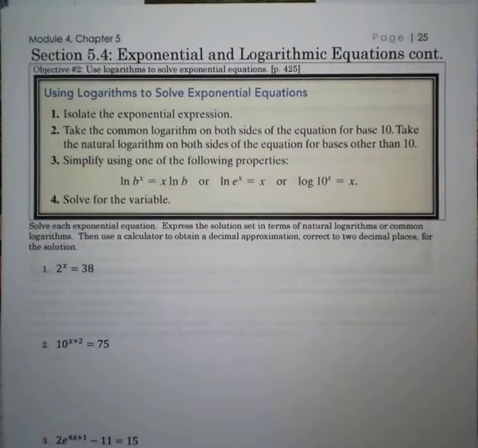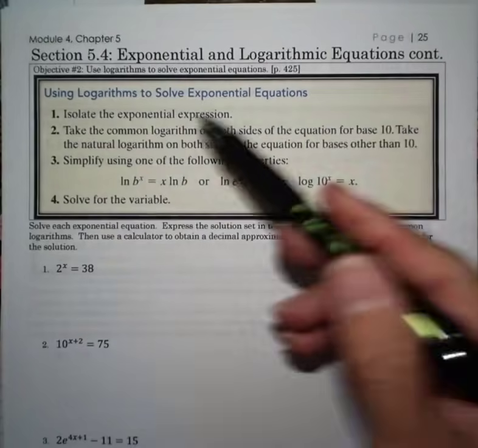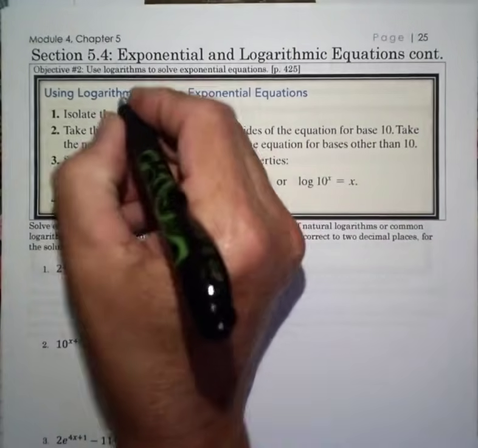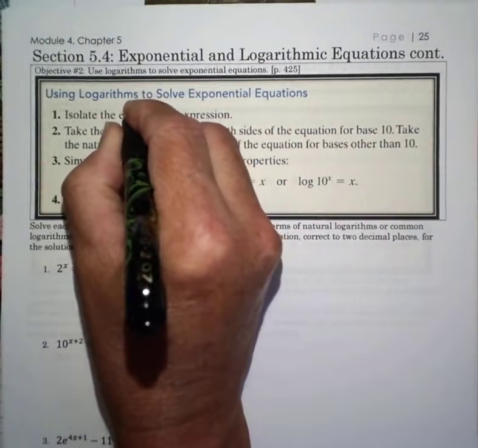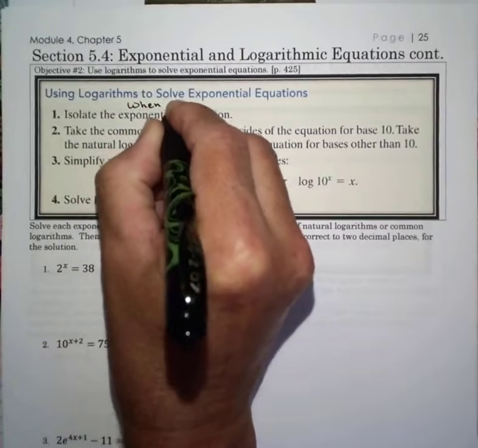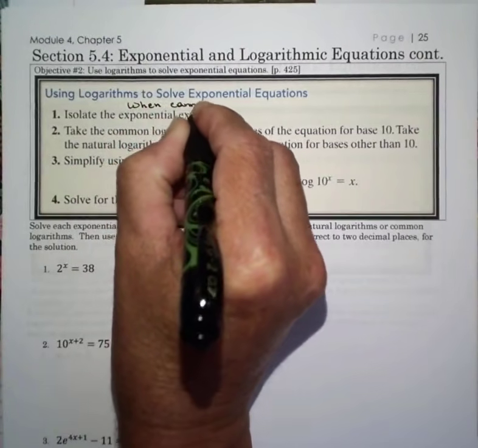Now, on page 25, we're going to look at what happens when we simply cannot get both sides to the same base. And we're going to use logarithms to solve these. So I'm going to make a note here that says, use this when you can't get both sides to the same base.